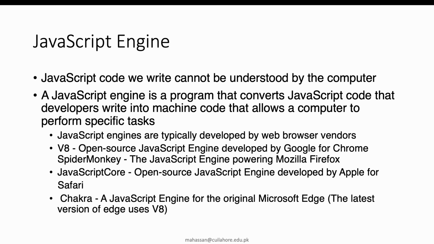SpiderMonkey is another well-known JavaScript engine that powers Mozilla Firefox. JavaScript Core is an open source engine developed by Apple for Safari. And Chakra is a JavaScript engine for the original Microsoft Edge. However, the latest version of Edge now uses V8 as its engine.